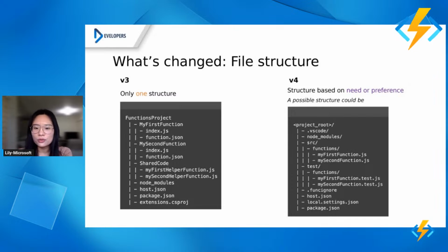Whereas in the V4 model, we are making the structure much more flexible. You can really structure your function in any way you want. You could have all of your functions in one script, or you can have one function per script and then have all of your scripts under a directory. I'm showing on the screen here an example of a possible structure, but it's really based on your needs and whatever is easiest for you.